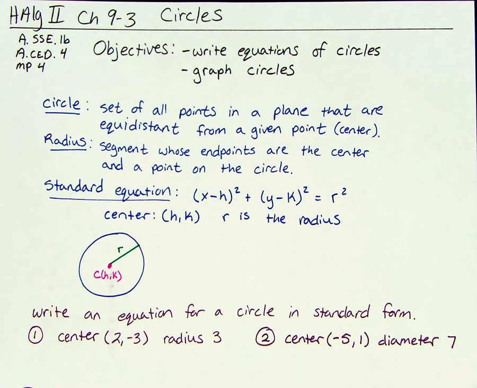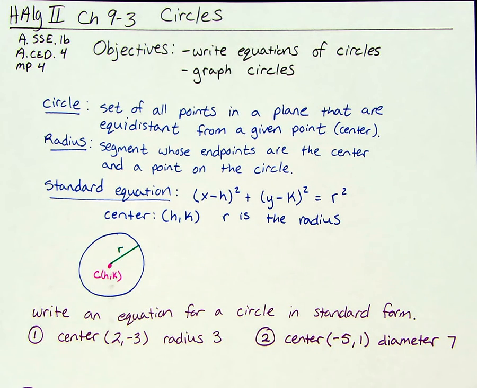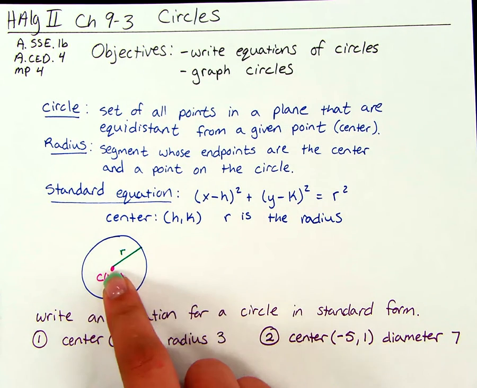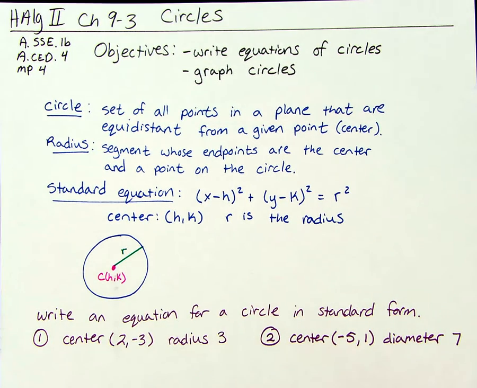All right, lesson 9-3, circles. By the time we are done with this section, we should be able to write equations of circles and graph them. A circle is the set of all points in a plane that are equidistant from a given point. Basically we have the center of the circle, and all the points on the outside of the circle are the same distance to the center.